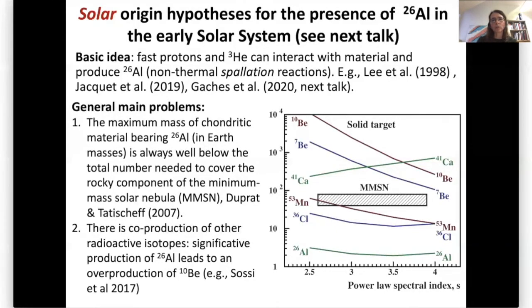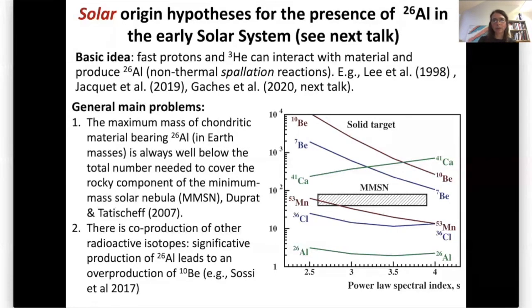I just want to mention that there are two general main problems with these other possible solutions. One was shown for the first time in 2007. This is a plot from the paper from Duprat. And the problem is that the maximum mass, the maximum total number of aluminum-26, or the maximum mass that bears aluminum-26 in the solar system is quite low. So you can produce locally high amounts of aluminum-26, but if you want to try to explain the widespread presence of this nucleus, then it's hard.